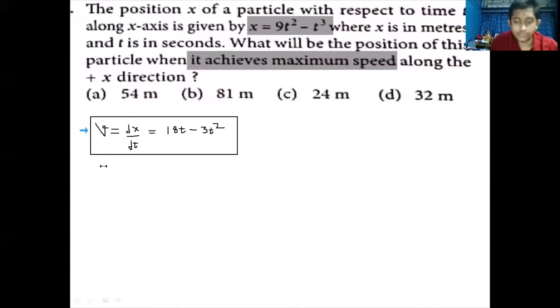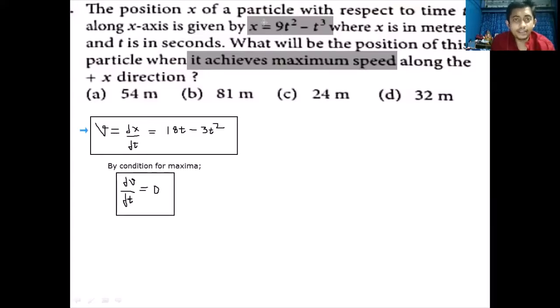So by the condition for maxima, we differentiate v with respect to time t. So dv by dt, and we equate this derivative to 0. Now students, we have to differentiate velocity with respect to time t, because dv by dt is equal to 0. So we differentiate this velocity with respect to time t.